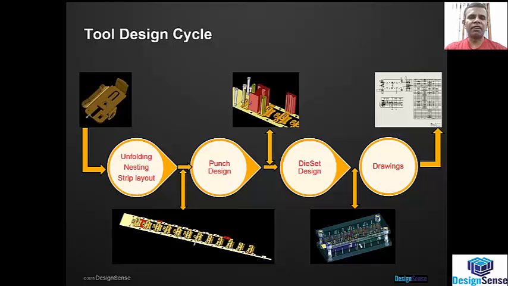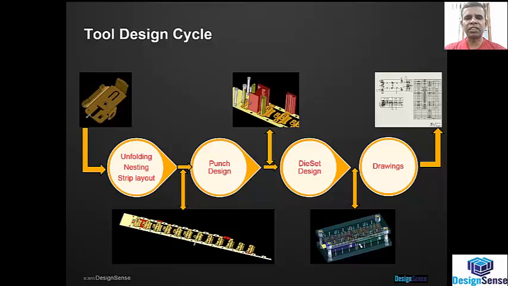Now, this is a typical cycle a tool designer goes through. On receiving the component to be manufactured, the first thing that he does is to unfold the component, followed by nesting, which will lay out the unfolded part in a way to reduce wastage, followed by a strip layout wherein you decide which station does what operations. Now, this normally is followed by punch design for each station, and from then on the designer shifts to die set design. From the die set design, it goes to the drawing generation.